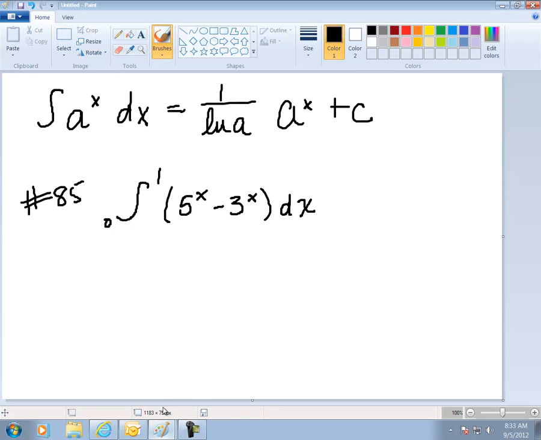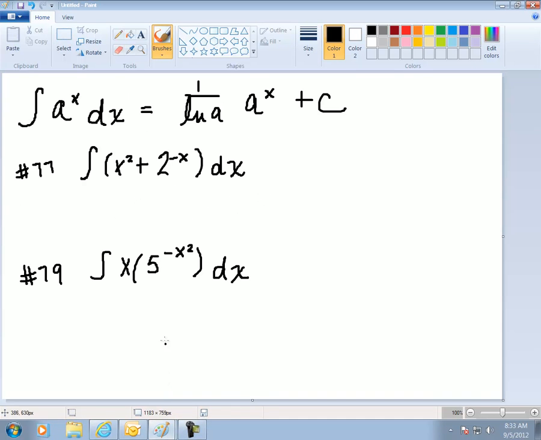Hi, in this video we'll do a couple of examples of how to integrate an exponential when we have a base other than e. So our general rule is that the integral of a raised to the x power dx is 1 over natural log a times a to the x plus c. So applying this, we can do a couple of examples.